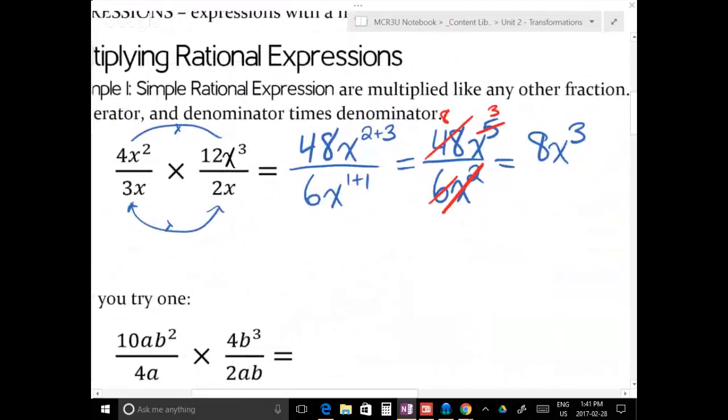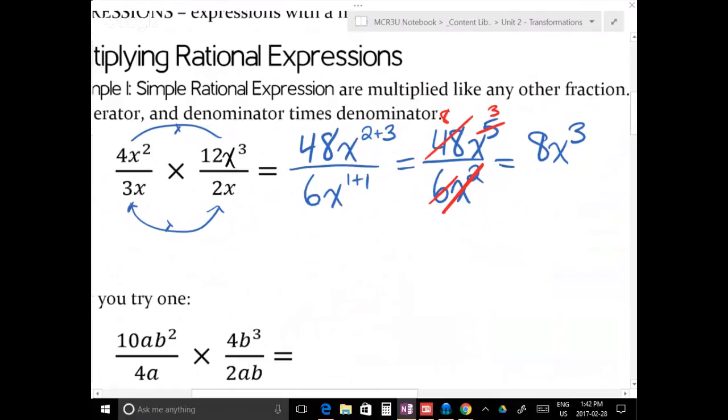So again, you understand the journey from here to there? We have 2 fractions, so we multiply the numerator times the numerator. That gives us our new numerator. 4 times 12 is 48. x squared times x cubed is x to the 5th. Then on the denominator, 3 times 2 is 6. x times x is x squared. That's comfortable for everybody? Then from there, this can be simplified because 48 can be divided by 6. That gives you 8. And if we have 5 x's on the top of the fraction and 2 of them on the bottom, 2 from the bottom cancel with 2 from the top, and that leaves us with x cubed.